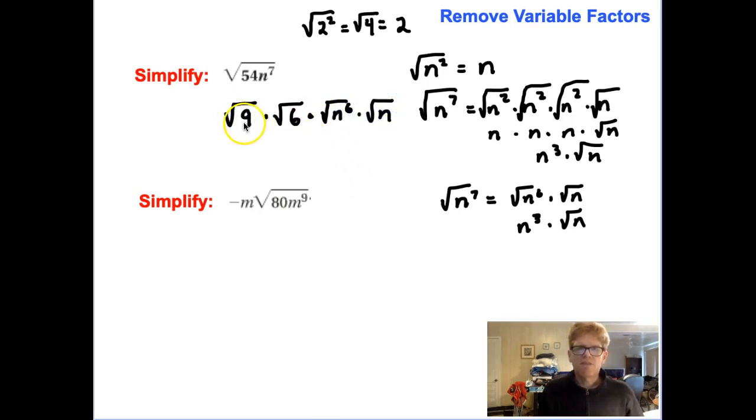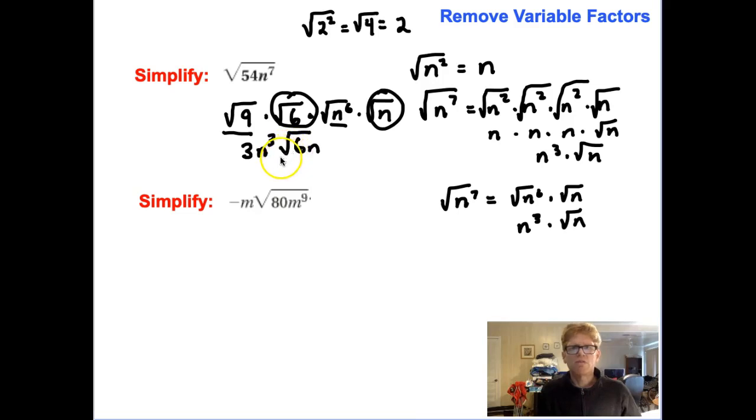Now we can simplify this. The square root of 9 is a perfect square, so it's going to be 3 times the square root of 6, which is not a perfect square. And let's go ahead and simplify this one too, because n to the 6th is a perfect square. It's n to the 3rd. And then we'll have times the square root of 6n. We'll combine these two terms right here to get the square root of 6n. So now we've combined all our terms: 3n to the 3rd times the square root of 6n.